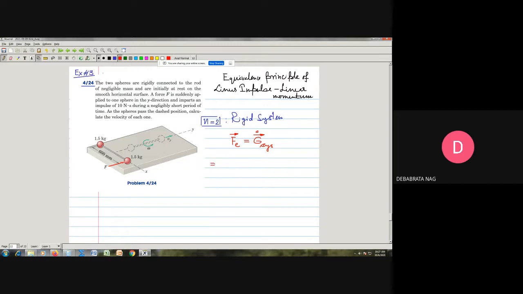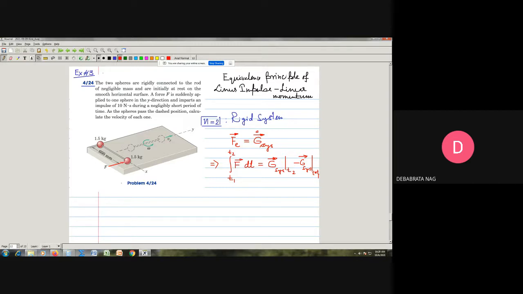So from here we can write the integration from time t1 to t2 of F bar E dt, that gives me the linear impulse, which will be equal to G bar sys at time t2 minus G bar sys at time t equal to t1. So this is how we can write this. This is what is termed as the principle of equivalence of linear impulse and linear momentum.